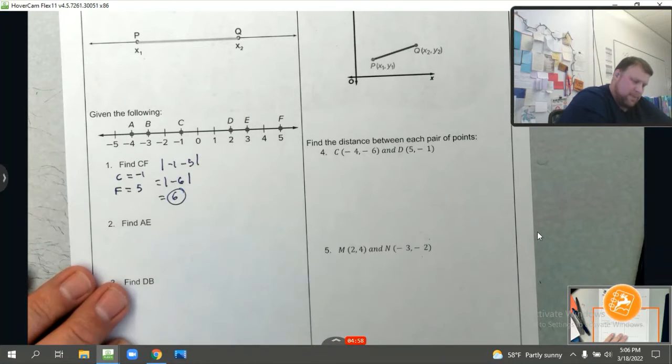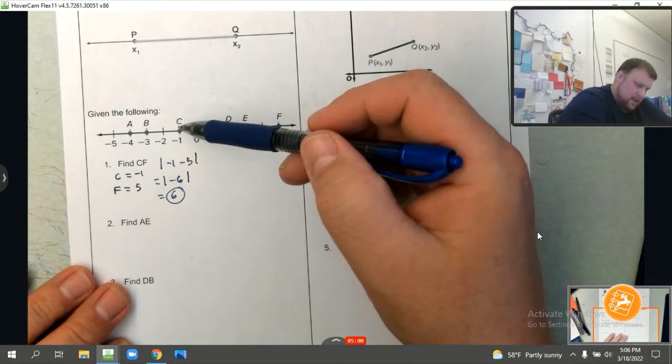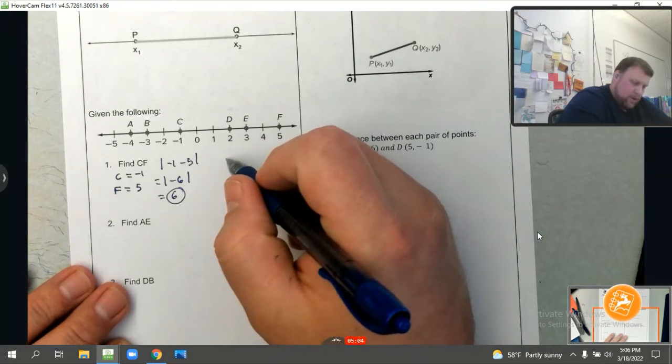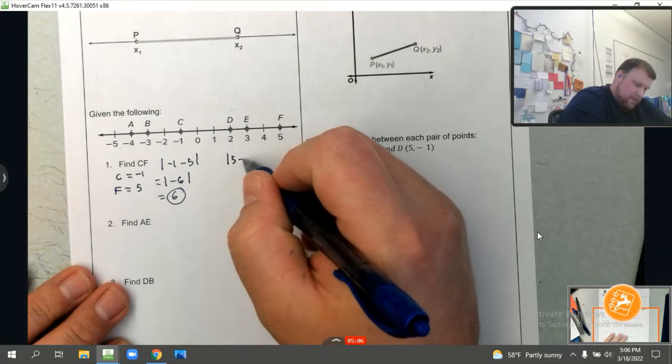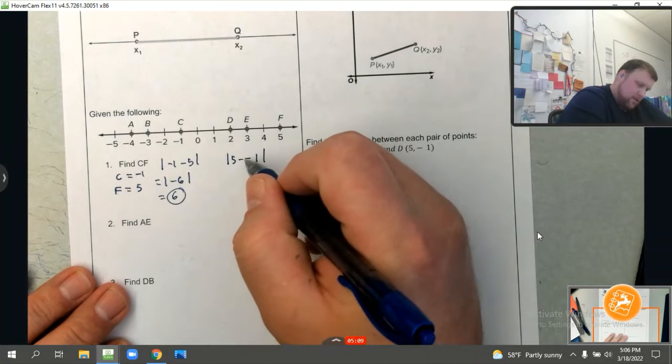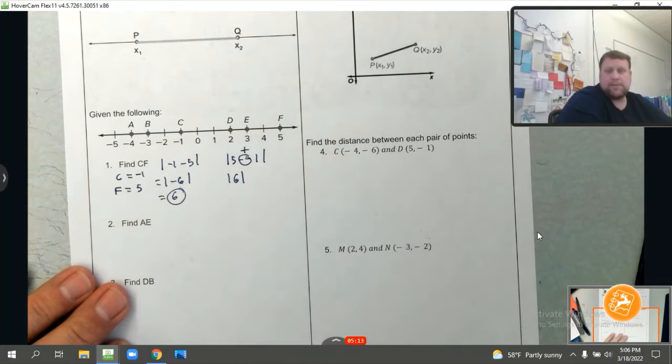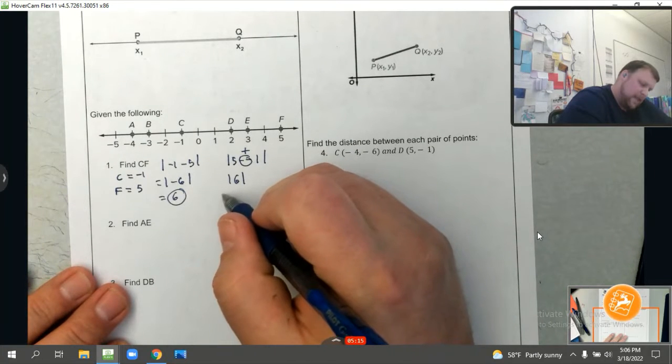Look at that. It's a distance of 6 in between. Let's see. 1, 2, 3, 4, 5, 6. Perfect. Or we could have done it the other way. 5 minus negative 1. Well, this is going to become positive anyway, which is the absolute value of 6. What's the absolute value of a positive number? Still positive. It stays positive.